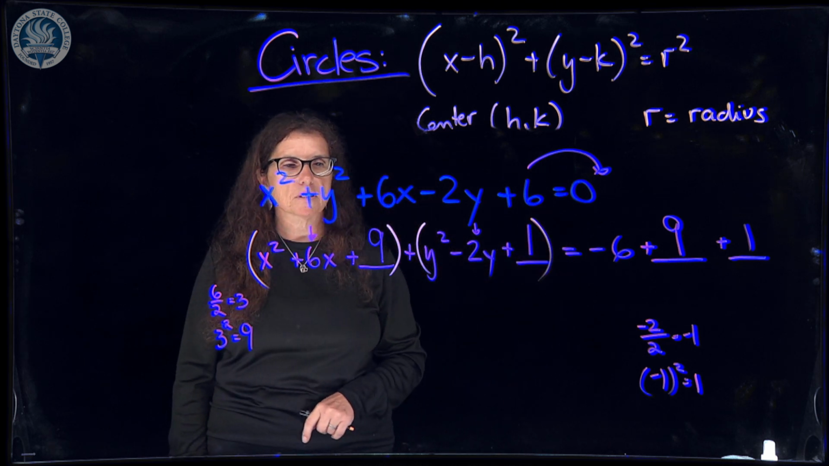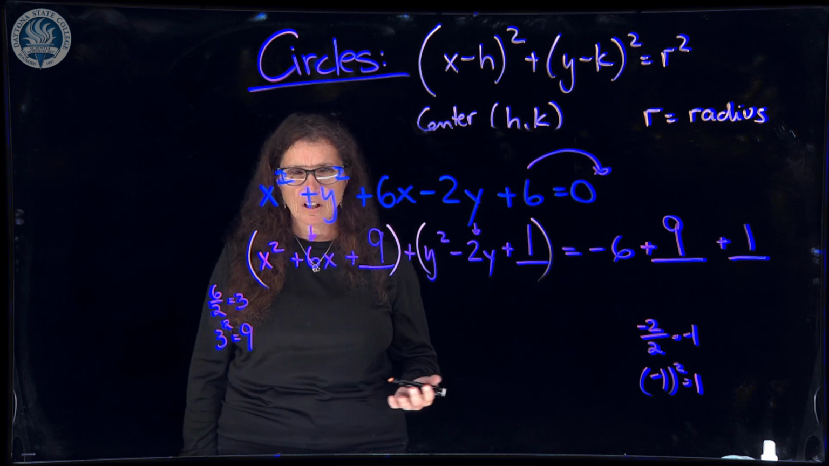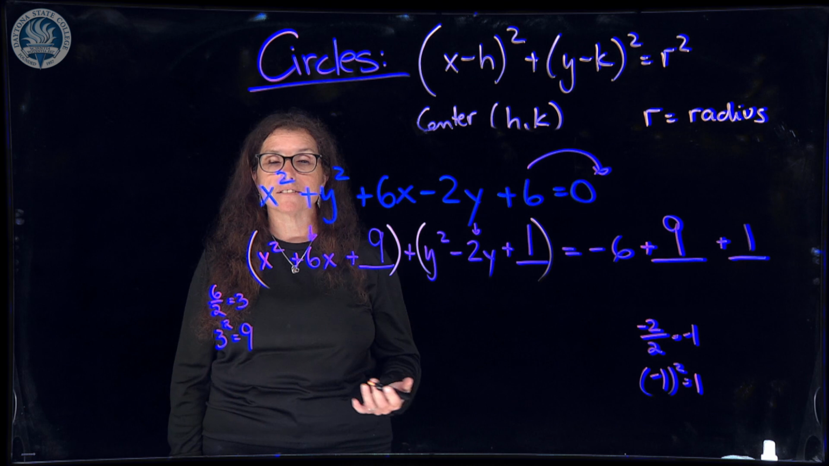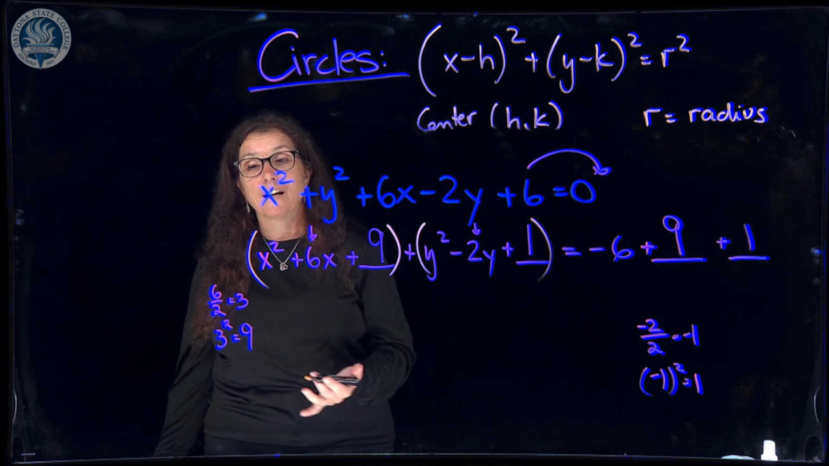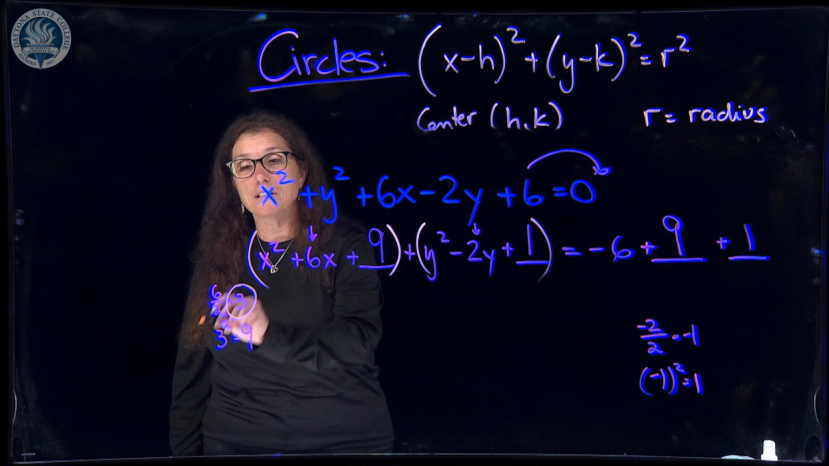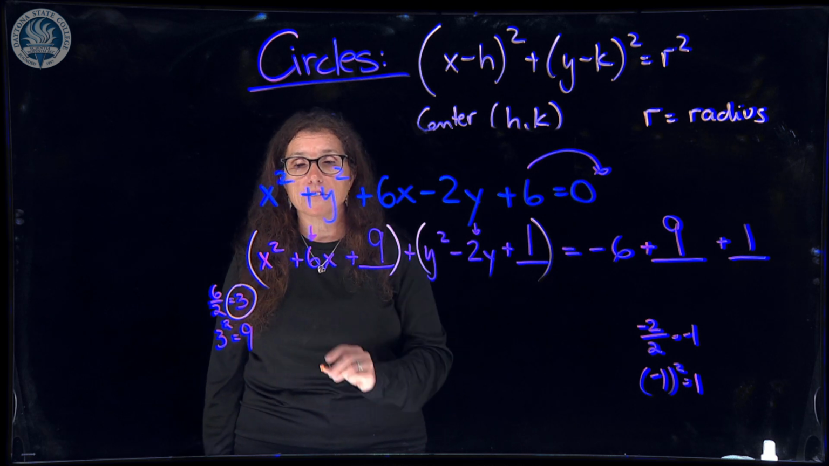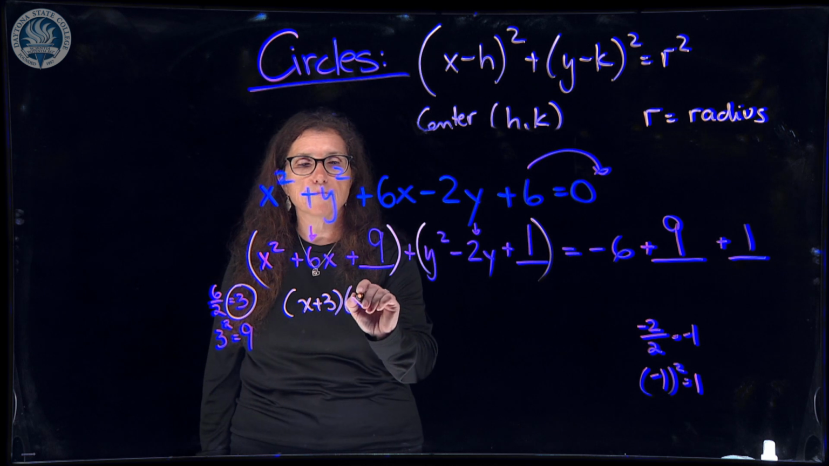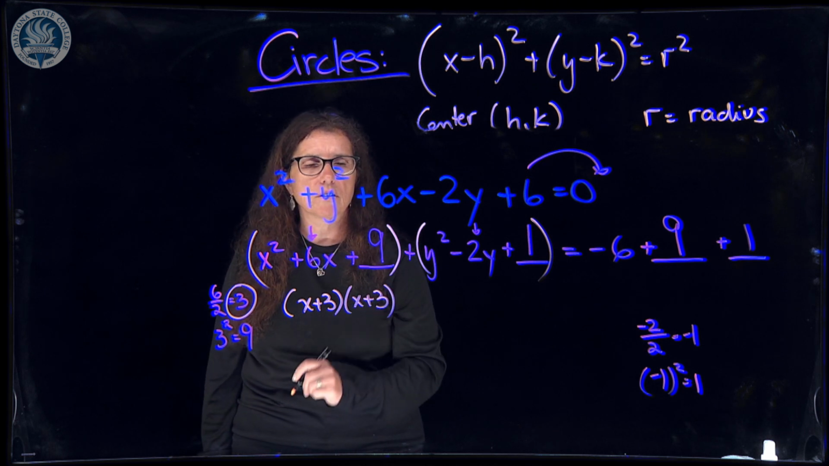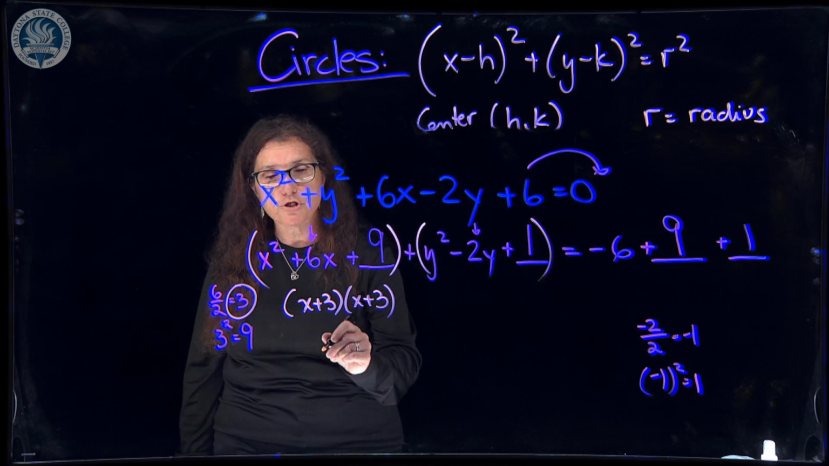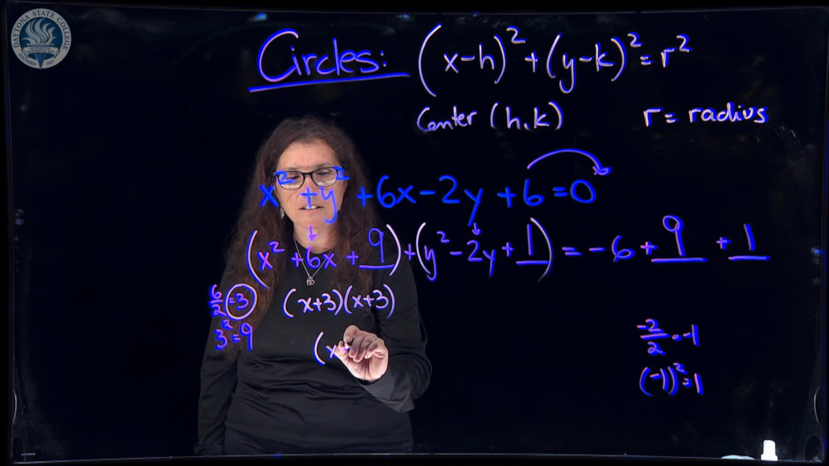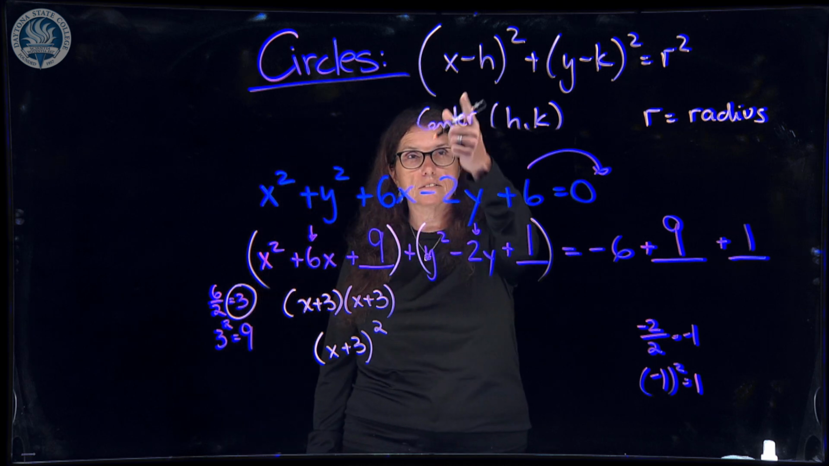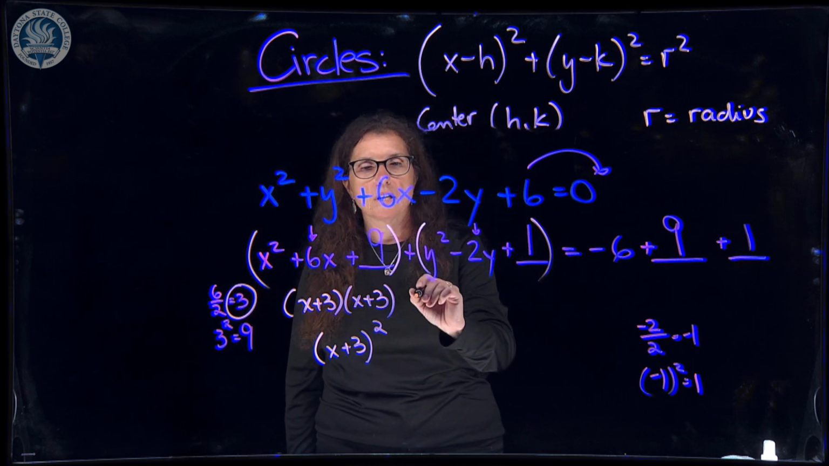X squared plus 6x plus 9. How do we factor that? Which two numbers multiply to 9 and at the same time add to 6? Guess what? It's always the number that you get when you divide by 2. So that would factor into x plus 3 times x plus 3. Now, is there another way I can write that? Sure is. I can write it as x plus 3 squared. Oh, look at that. Looks almost like the circle.